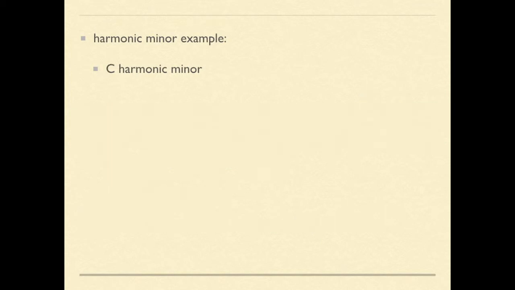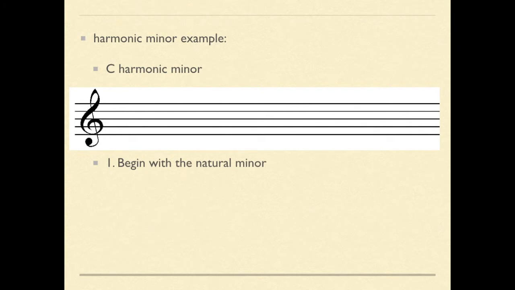Let's do one more example of harmonic minor. Let's write a C harmonic minor scale. So we're going to begin by writing the natural minor scale, C, D, E flat, F, G, A flat, B flat, C. Next, we're going to find scale degree 7.